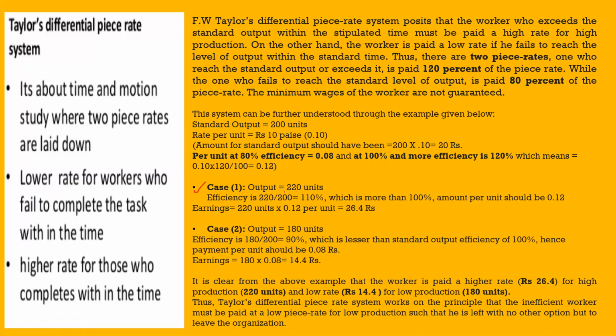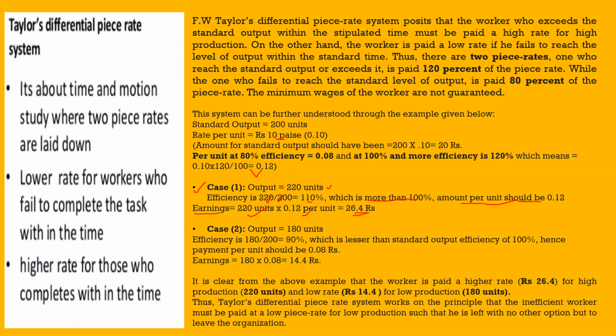In case 1, output is 220 units. Efficiency is 220 units divided by standard output of 200, which is 110%, more than 100%. So the amount per unit should be 0.12, based on the rate per unit of 10 paise. What are the earnings? 220 units into 0.12 per unit. The amount he is receiving is 26.4 rupees.